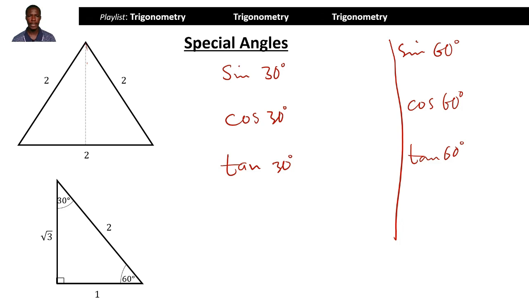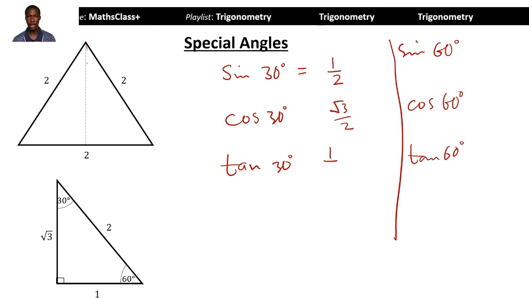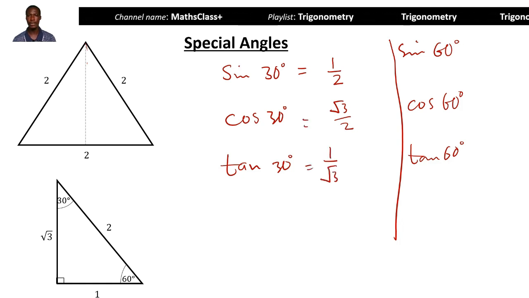Okay, so now let's look at the sine. We are making reference to this angle, and so our opposite will be 1, our adjacent will be root 3, and our hypotenuse will be 2. So we are referring to angle 30 degrees. That means that for sine, which is opposite over hypotenuse, we will get 1 over 2. For cosine, which is adjacent over hypotenuse, we will have root 3 over 2. And for tan, which is opposite over adjacent, it will be 1 over root 3, which we can rationalize as root 3 over 3.